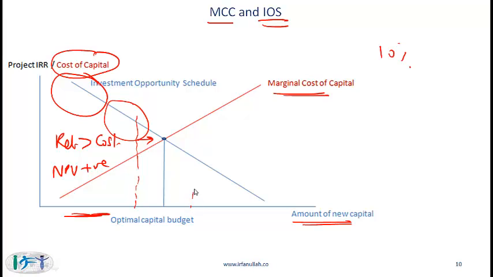To the right of the optimal capital budget, the return represented by the blue line is less than the cost, which means that NPV is negative, so it doesn't make sense to be on the right of the optimal capital budget. And therefore, this point represents the optimal capital budget.